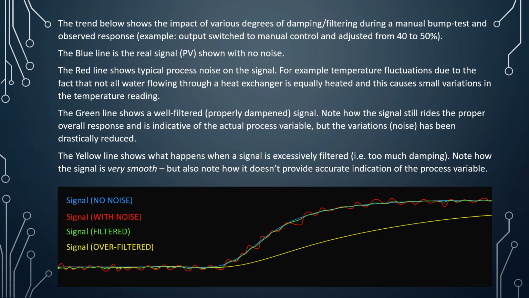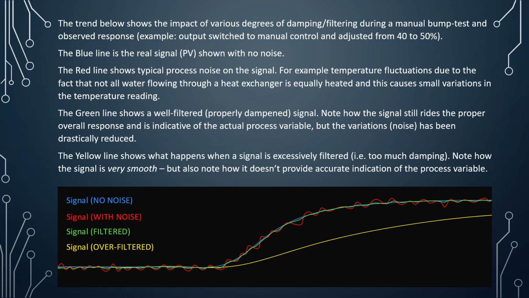The red line shows typical process noise on that signal, which is what you're often going to see if you don't have any damping. This could be temperature fluctuations due to the fact that not all the water that goes through a heat exchanger gets equally heated. There's cold spots, warm spots, etc. And it causes small variations in the temperature reading. And the same thing could happen to a lot of process variables.